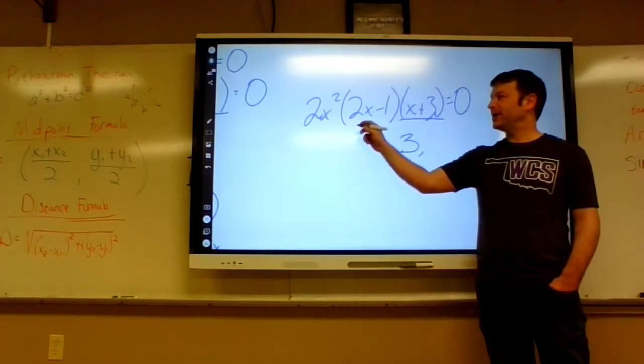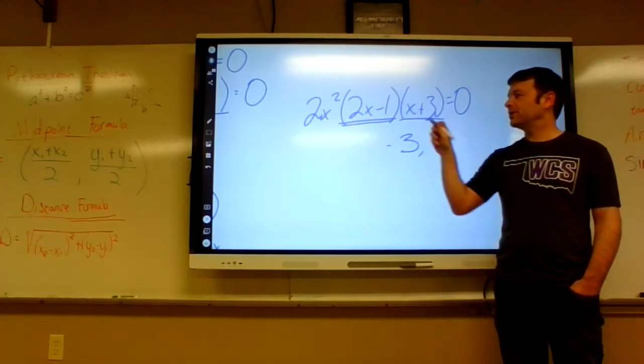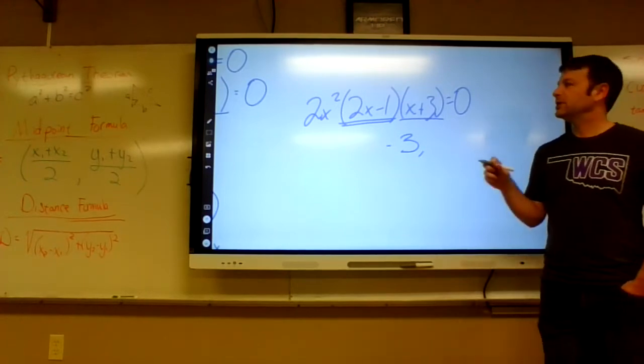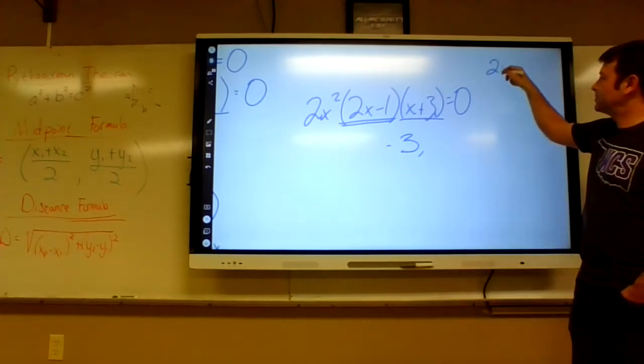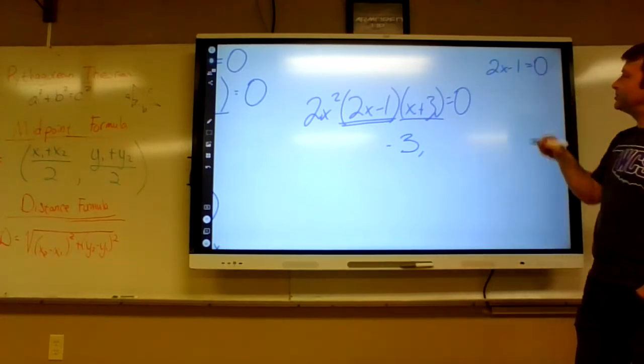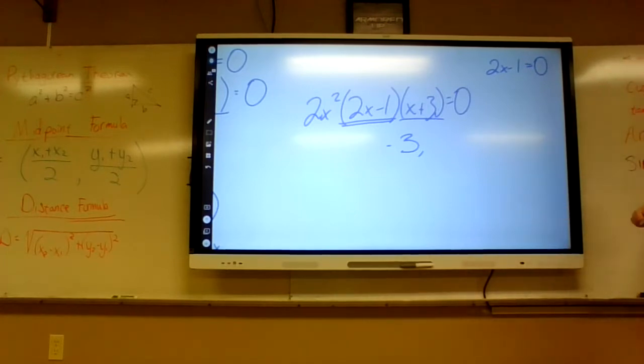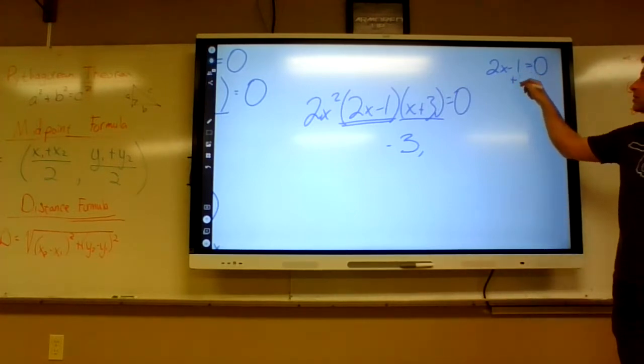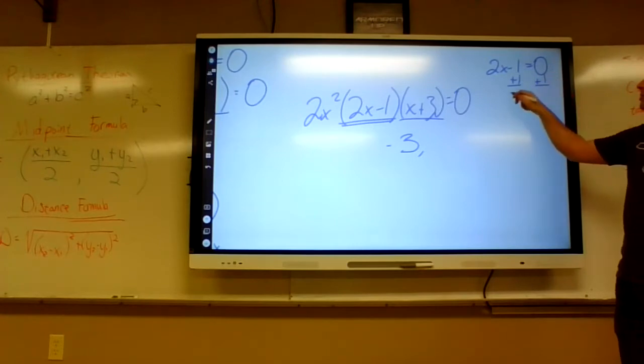Now this is a trickier question. What x value would make this factor a 0? Okay, let's do a little experiment here. How do I make 2x minus 1 into 0? Maybe positive.